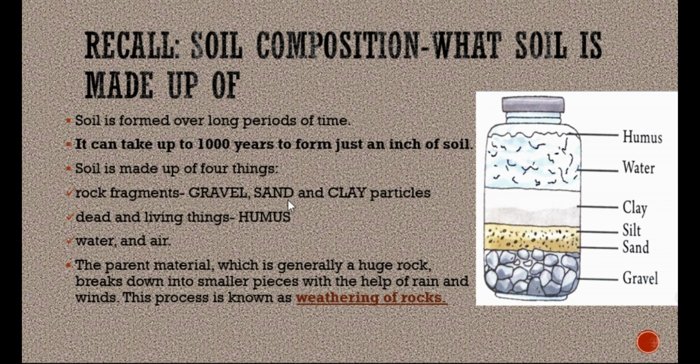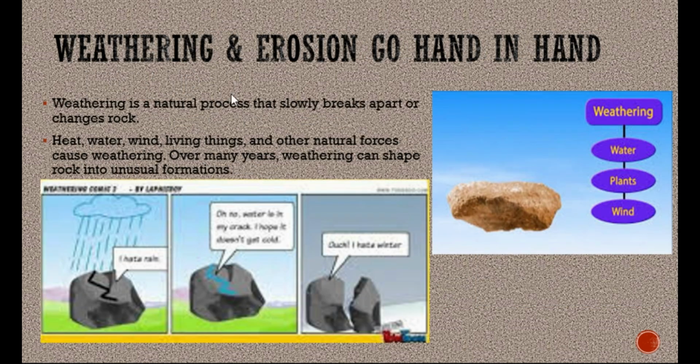The parent material is generally a huge rock from which soil is made. Parent material breaks down into smaller and smaller particles with the help of rain as well as wind. This process is known as weathering of rocks. Weathering and erosion are 2 processes which go hand in hand.